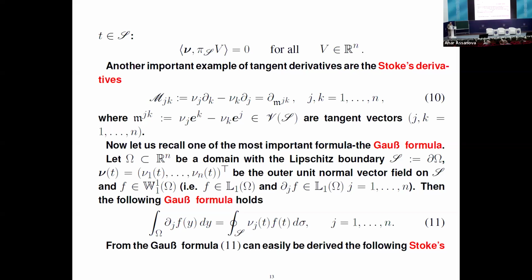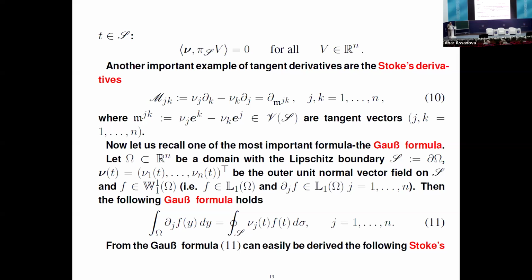Another important example of tangent derivatives are Stokes derivatives. Why Stokes? Because they come from Stokes' formula, which we will see. Next slide, perhaps. Stokes derivatives, which are Mgk, equal nu g Dk minus nu k Dg. Why are they tangential derivatives? Because it is a derivative across the vectors mgk, which is written here: nu g ek minus nu k eg.